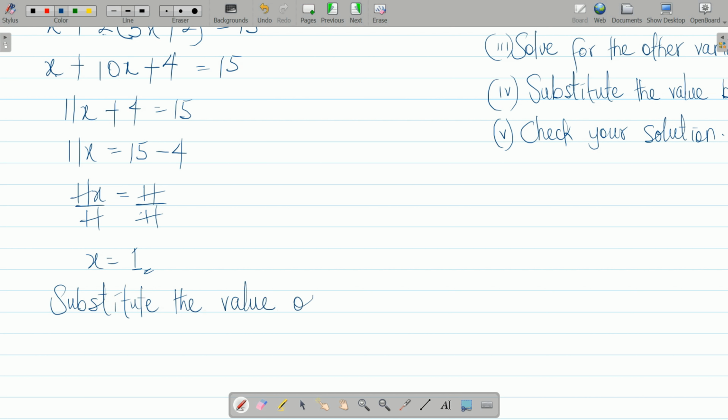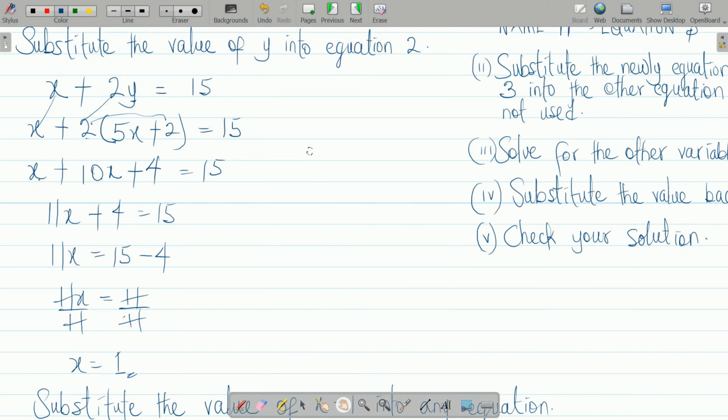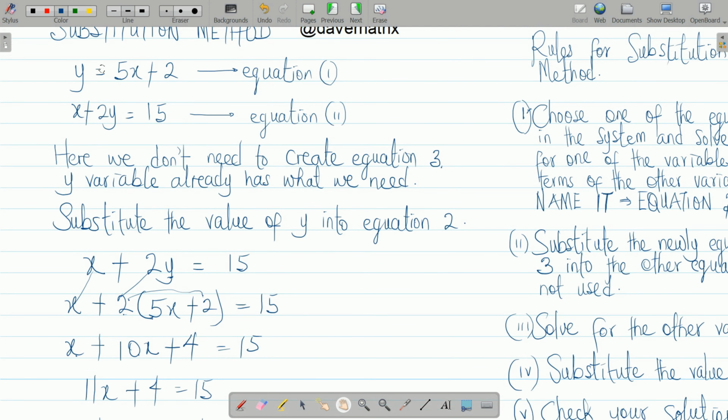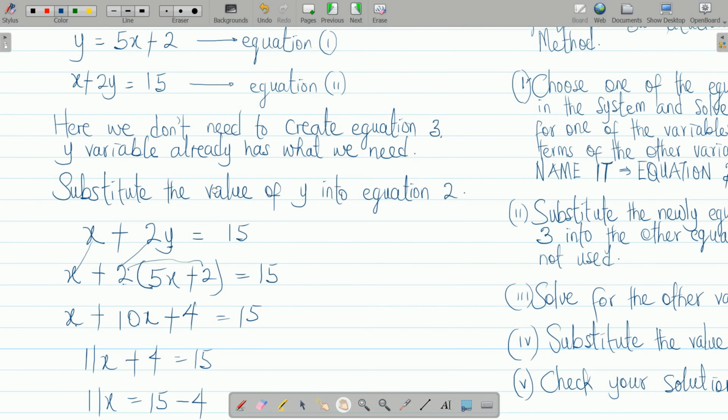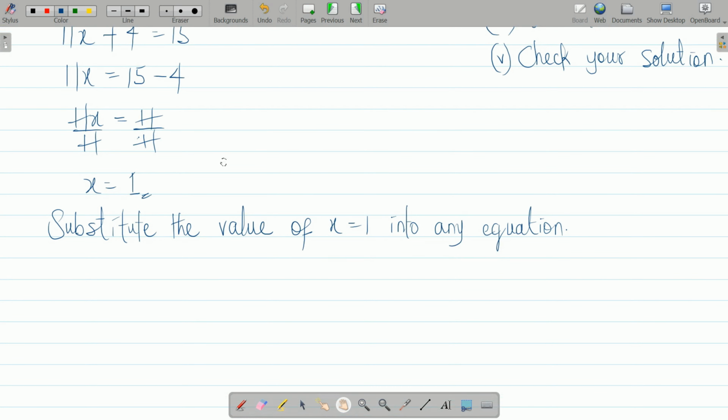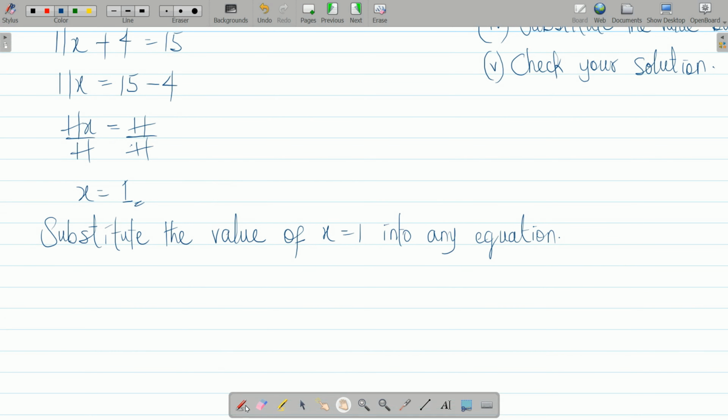Now we can substitute the value of x into any of the equations to get the value of y. You can select either equation 1 or 2, however equation 1 is my preference. It's simpler to determine the value of y in equation 1, which is why I chose it.